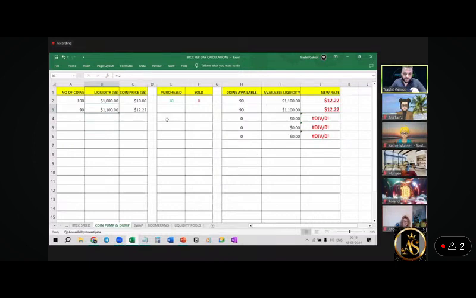Now if another lot is purchased at a price of $12.22, the number of tokens left is 80, and another $122 is added into the liquidity. So now the price of the coin will increase to 15.28. So 1,222 divided by 80 determines the price of the coin as 15.28.